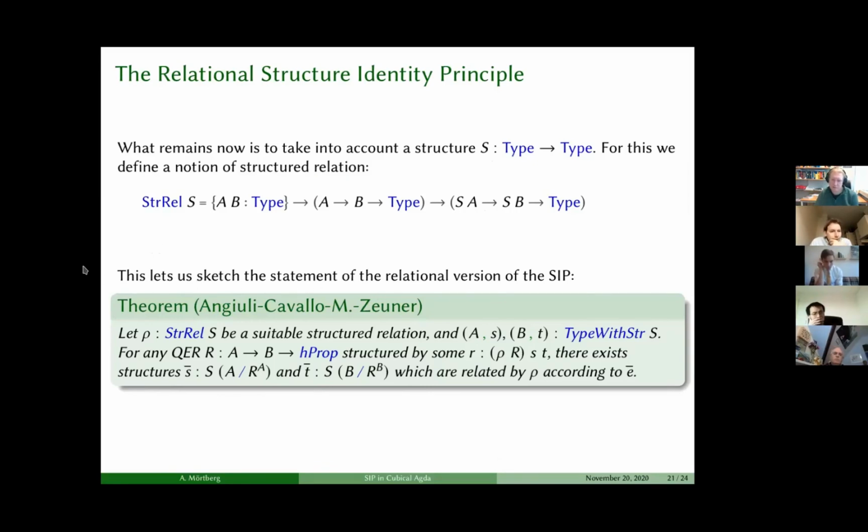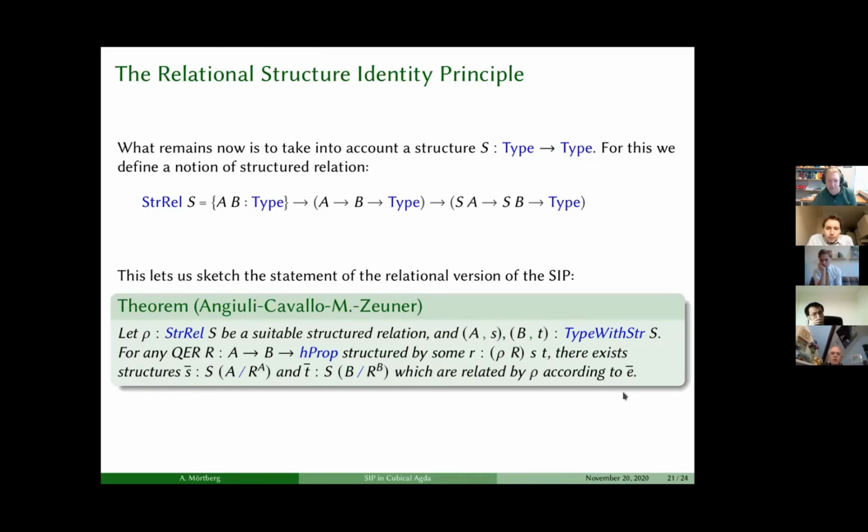And this, combined with what I had on the previous slide, lets us sketch the main statement of the work, which is this relational version of the SIP. If we start off with such a structured relation, which is suitable, which is a technical condition I didn't put on the slides, you need some extra assumptions, and you have two structured types, then for any quasi-equivalence R which is structured by some S and T, R in rho, you can get induced structures on the quotient types, which are related by this rho according to the equivalence on the previous slide. It's a bit hand-wavy maybe, but hopefully the idea gets across to you.